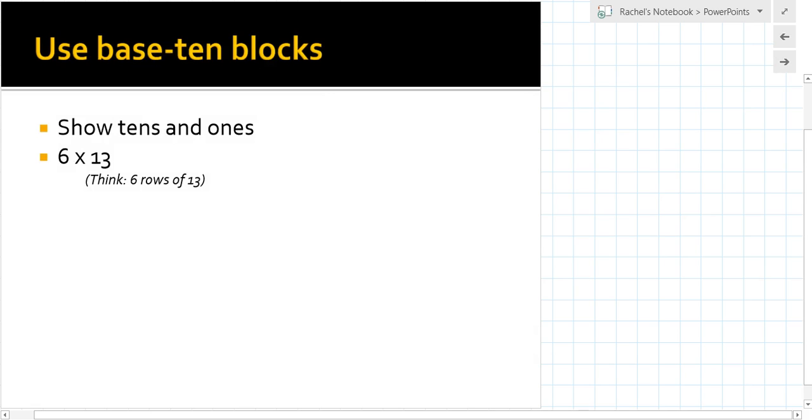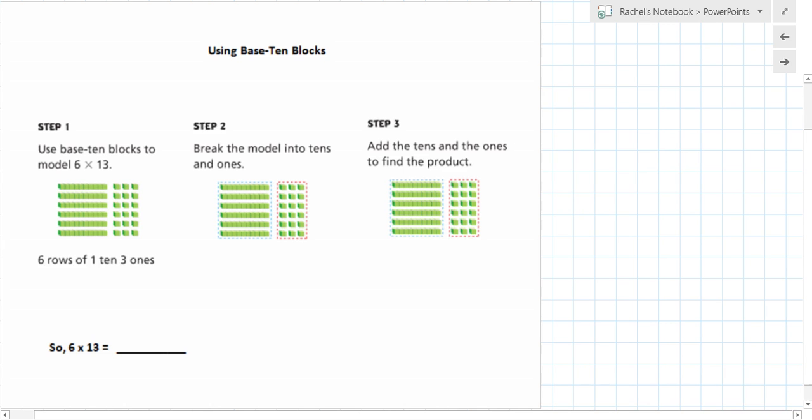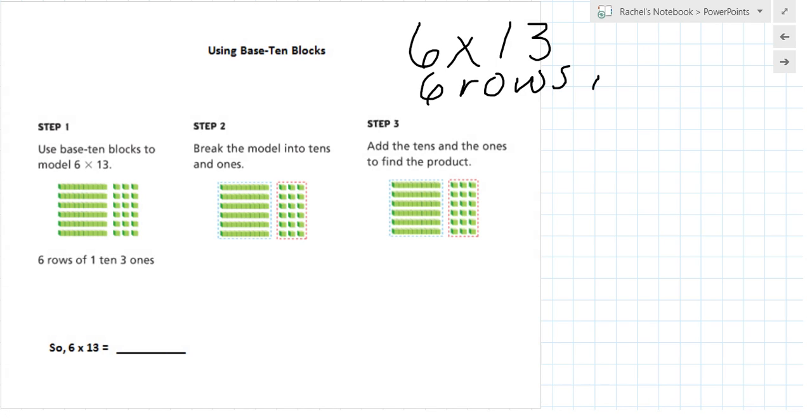Finally, we looked at how this rectangle or the area model with grid paper could be used with base 10 blocks and how it's similar. Students know that base 10 blocks represent ones, tens, hundreds, thousands, and so on. So when we think of the problem 6 times 13, it's really 6 rows of 13 or 6 groups of 13.